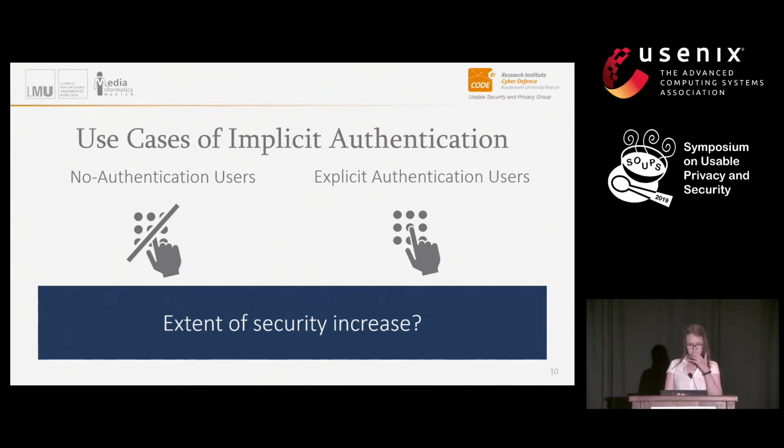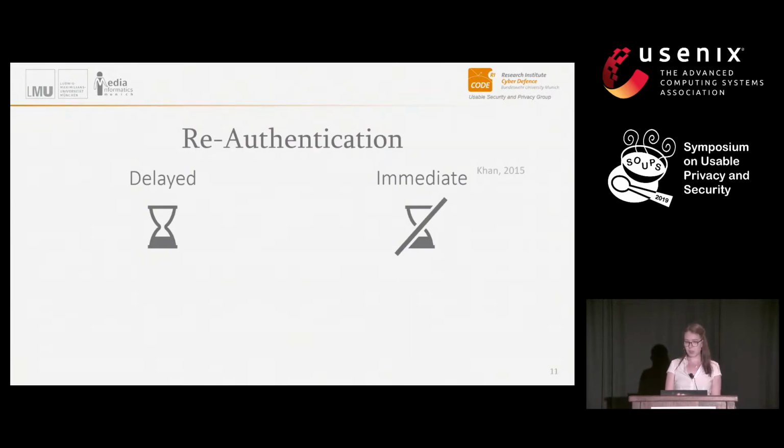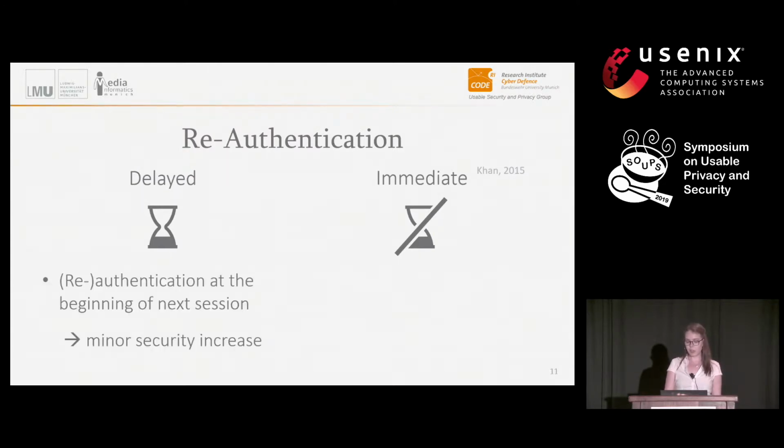But what is the extent of the security increase provided by implicit authentication? This depends on the behavior of the system if an implicit authentication fails. So normally, if this happens, an explicit re-authentication will be triggered as a fallback method. Most system designs, like for example, Android Smart Lock, don't trigger an immediate re-authentication, but delay it to the beginning of the next usage session. So it provides only a minor security increase compared to explicit authentication at the beginning of each usage session.